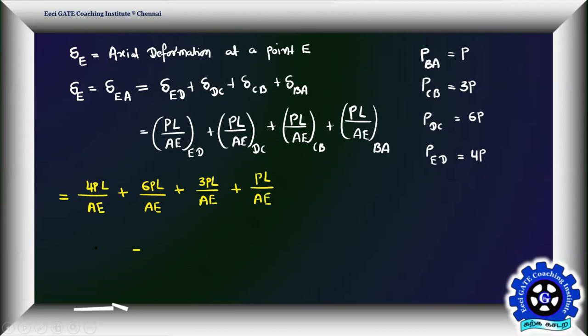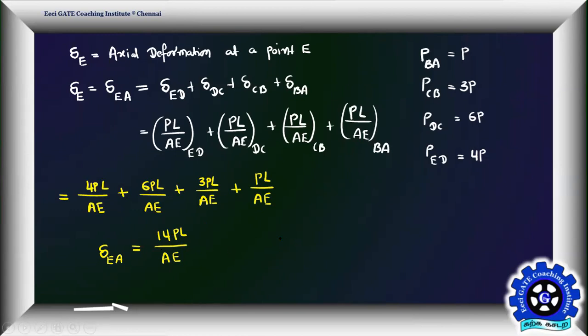Finally, what is the total deformation? Tell me. Delta E. Delta E is 14, nothing but 14 PL by AE. Okay, so then what you will get? Tell me.